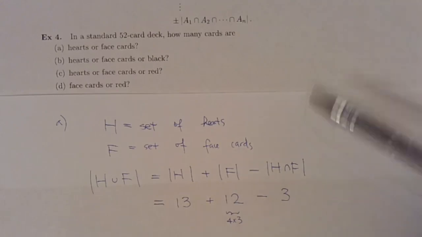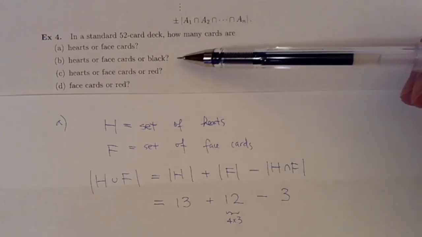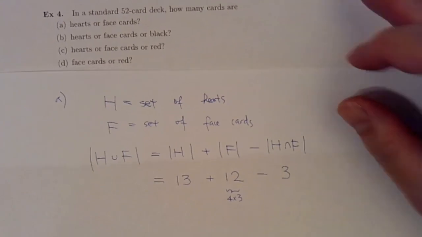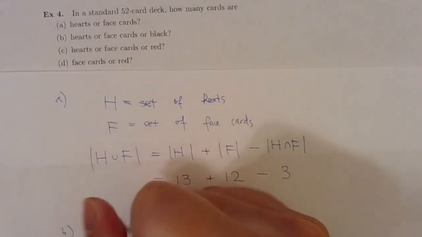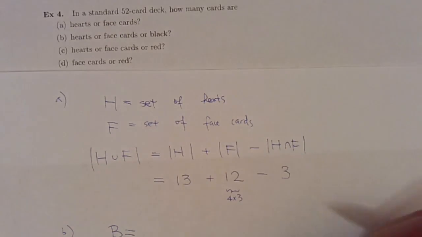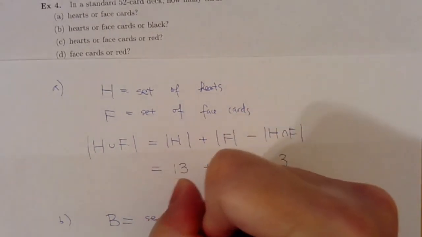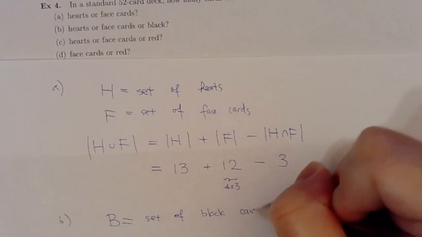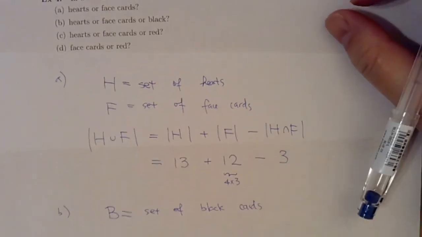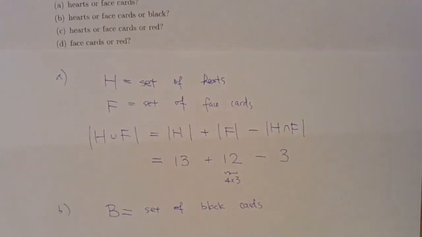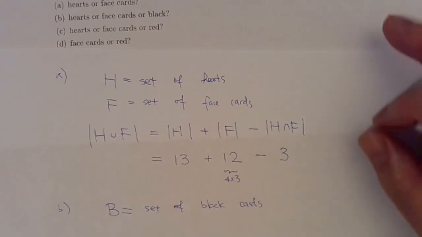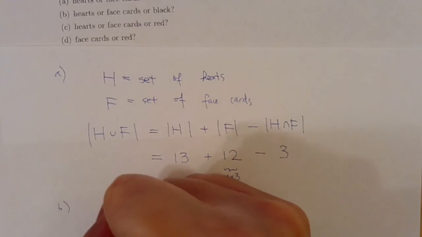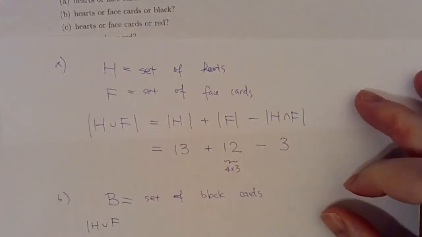Now part B asks, what about hearts or face cards or black cards? So let's continue with this example. For part B, let's say B is the set of black cards. Half of the deck would be red cards and half of the deck are black cards. And we are looking for heart or face card or black.